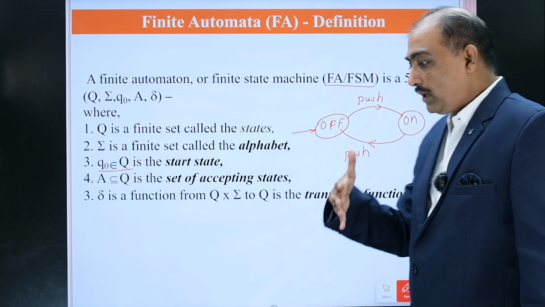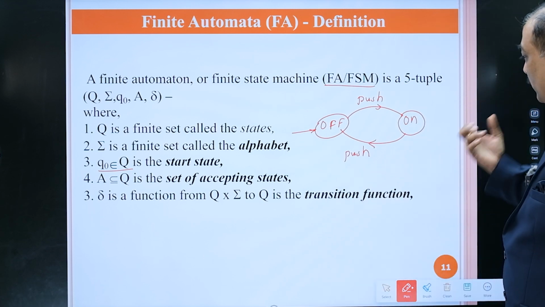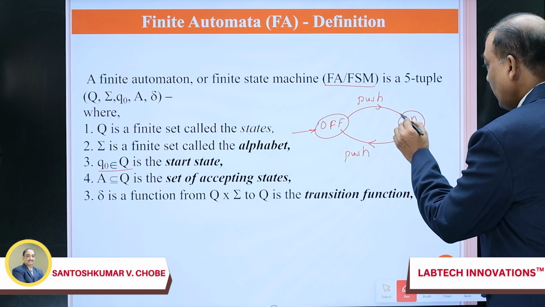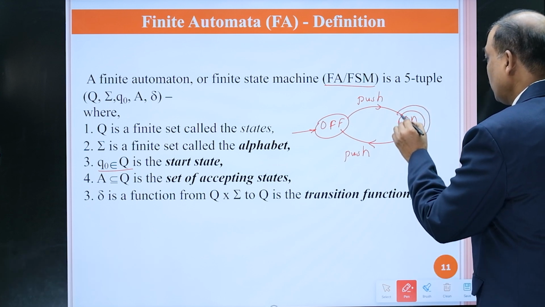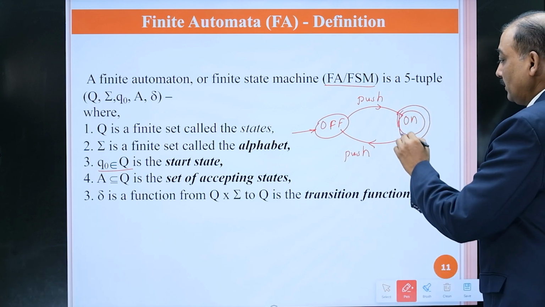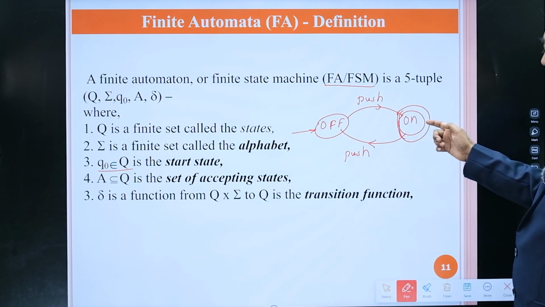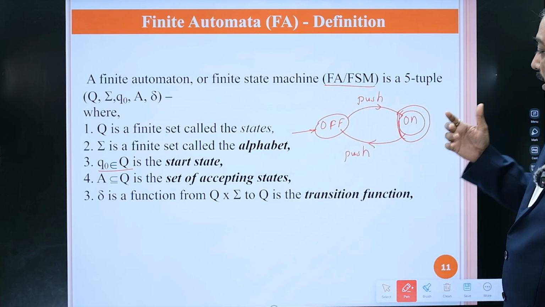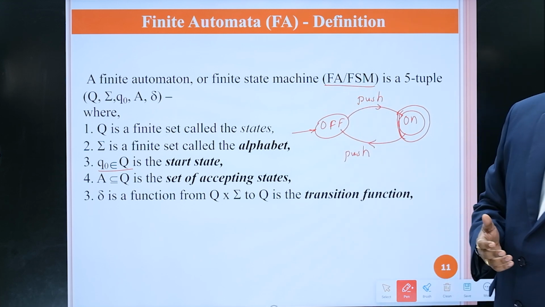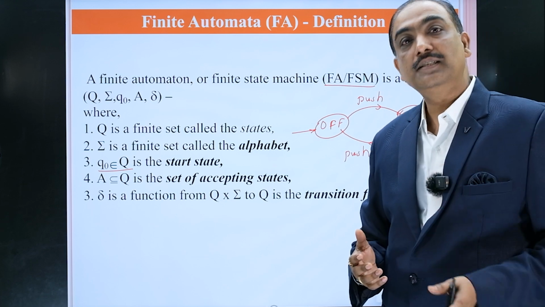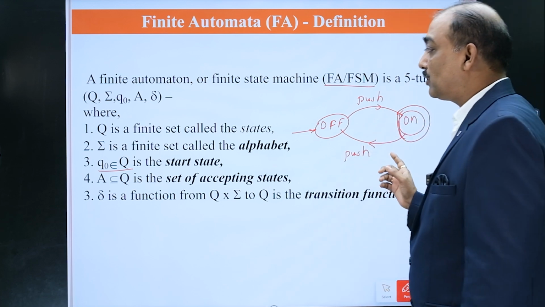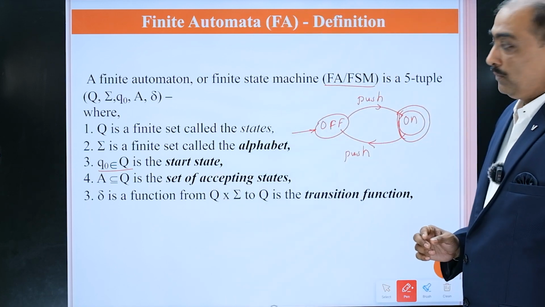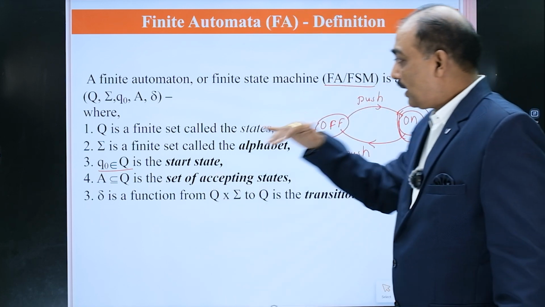Then what I wanted to do was switch on a particular appliance. So that is called an accepting state, which is indicated by this double circle. This becomes an accepting state or final state. There can be multiple final states in a finite automata. There can be multiple accepting states in a finite automata. So that's why it is actually a set. So A is the set of accepting states. So we are clear with this.